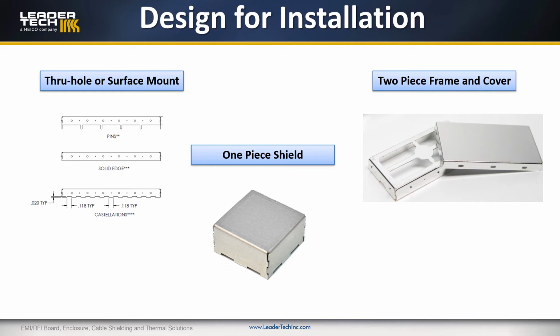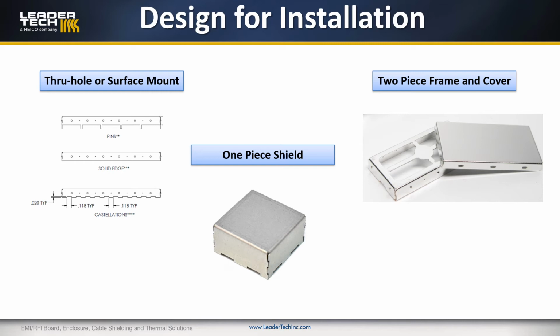Solid edge is when you're doing SMT, where generally the shield is going to be automatically picked up and placed onto a circuit board. And then castellations are an interesting option where it breaks up that continuous solder trace and helps get good airflow and more even heating to get a better solder joint.